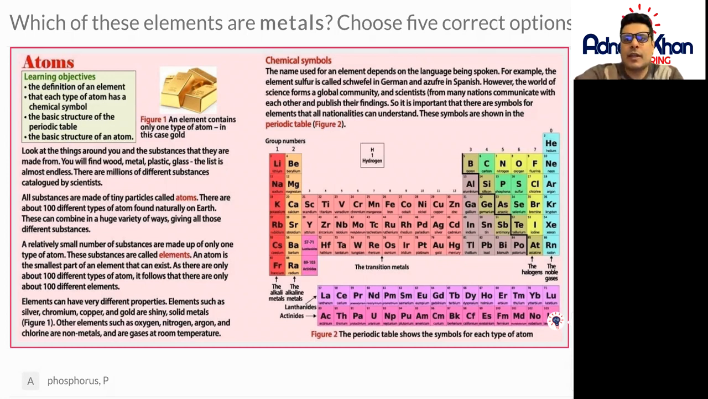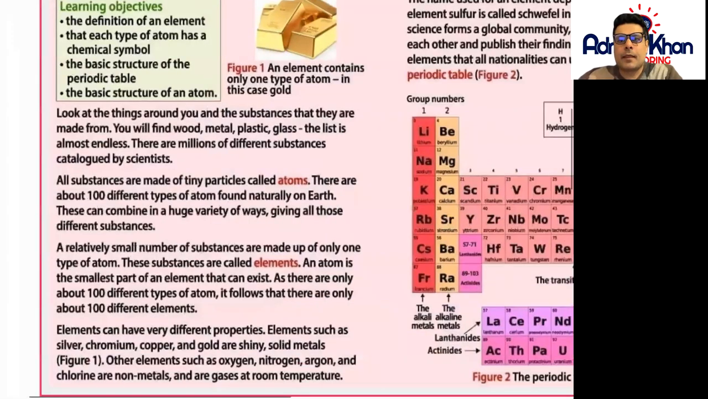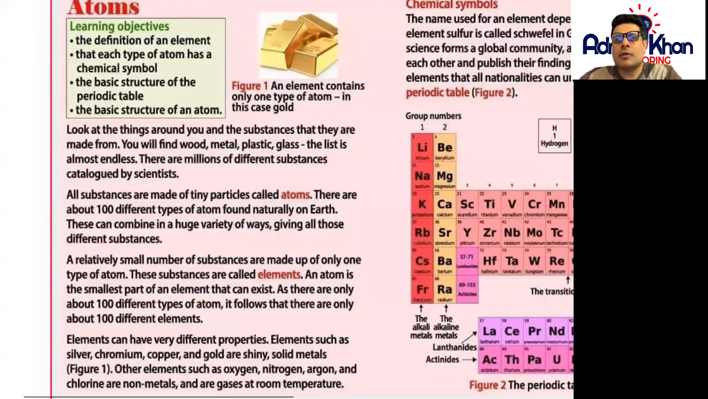So let's read this together first of all. Okay, so if you look at the things around you and the substances that they are made from, you'll find wood, metal, plastic, glass. The list is almost pretty much endless. And there are millions of different substances catalogued by scientists. All substances are made of tiny particles called atoms. There are about 100 different types of atoms found naturally on the Earth.